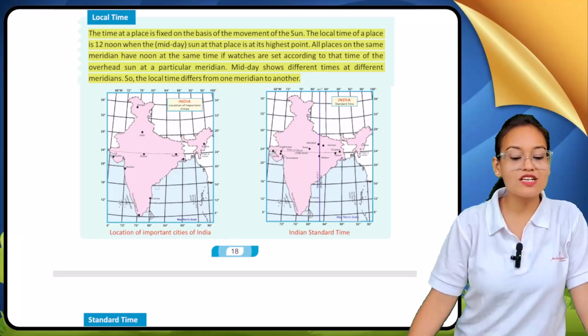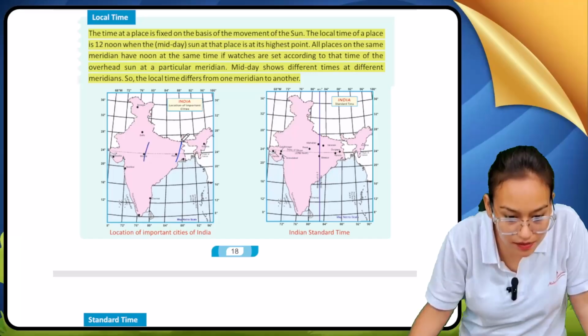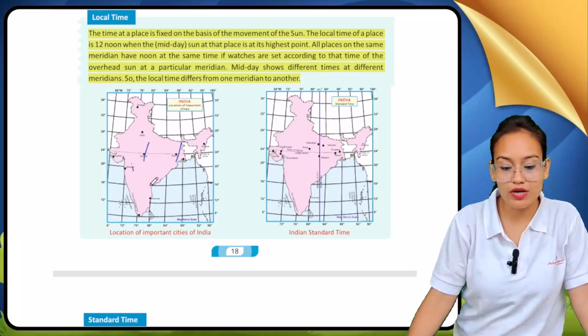Location of important cities of India. Here you can see, my dear students, some important cities of our country India, like Delhi, Bhopal, Ranchi and Mumbai. Here you can see they experience different time zones.